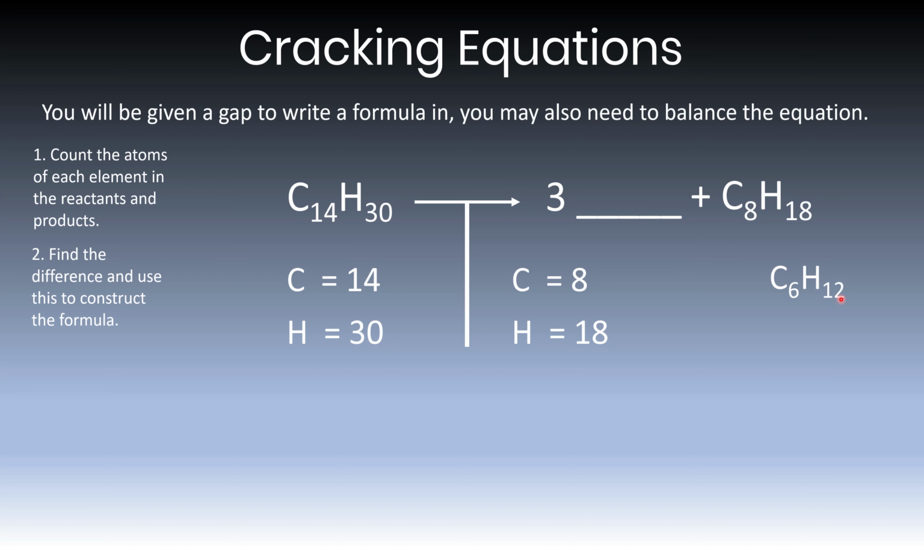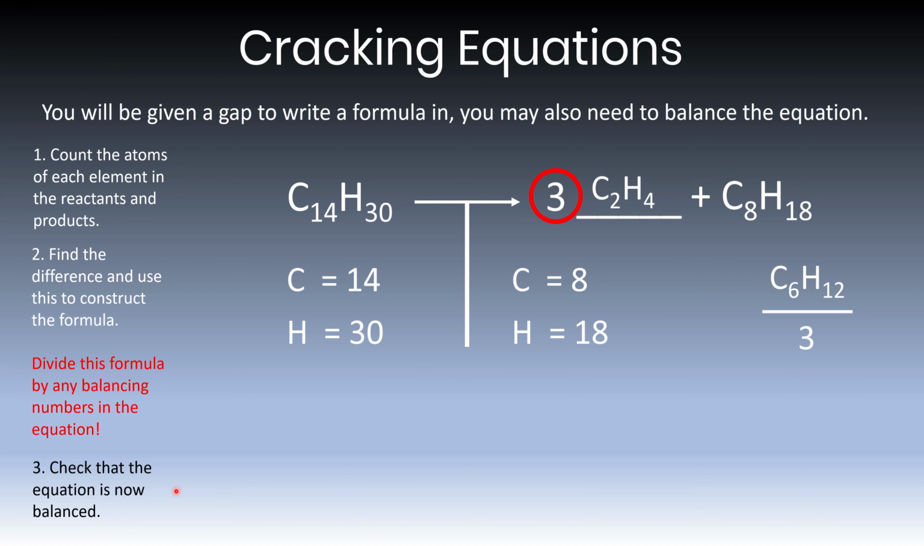So I'm missing 12 hydrogens on the right-hand side. But because I've got this 3 here, whatever I put in this gap will be multiplied by 3. So I can't put this in the gap, otherwise I'm going to have way more carbons and hydrogens than I need on this side. So the next thing I'm going to do in this case is divide whatever this formula was that I worked out to be missing by the balancing number. So I'm going to divide this by 3. And that will give me the formula of C2H4.